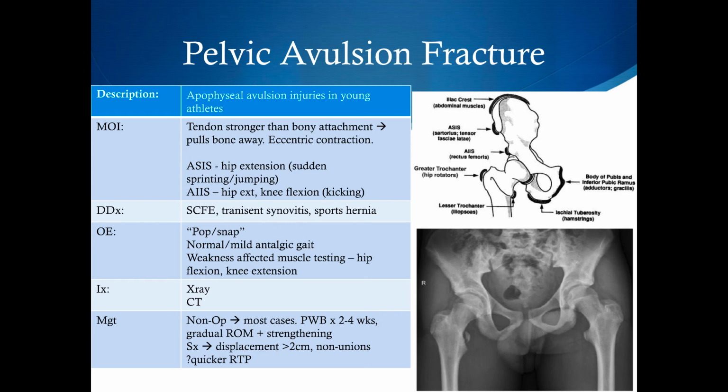So an eccentric contraction is the mechanism of injury for these individuals. If it's the anterior superior iliac spine, hip extension, or some sprinting or jumping. If it's the anterior inferior iliac spine, the mechanism of injury would involve a kicking or hip extension maneuver. Again, differential diagnosis includes SCFE, transient synovitis, or a sports hernia. And they may hear a pop or a snap. They may present initially with a completely normal gait. They may be limping. And they oftentimes have pain on palpation over the affected bony attachment and weakness of the affected muscle group. So you need to make sure that you're testing the various muscle groups around the hip in this case. An X-ray is often more than enough to make the diagnosis.